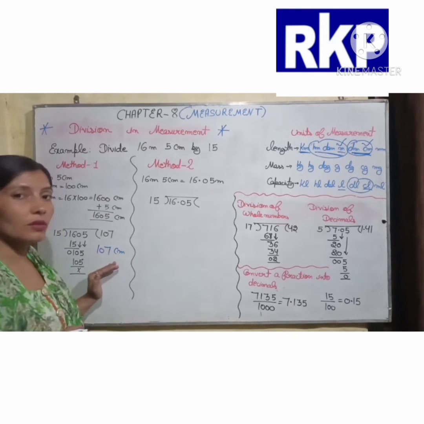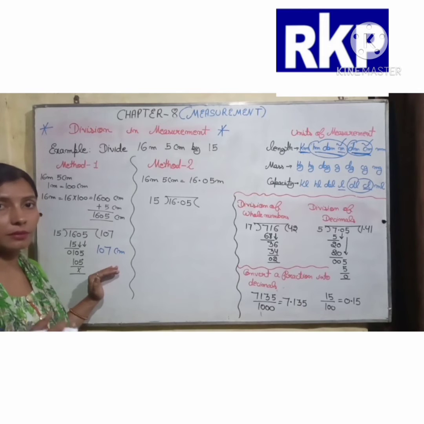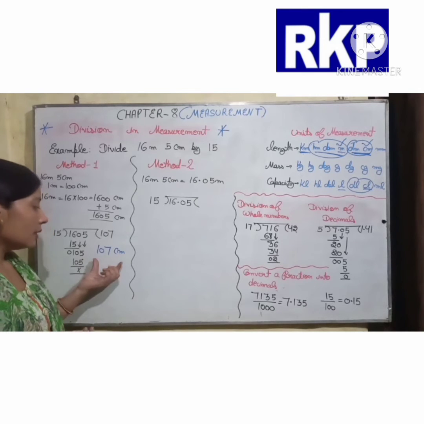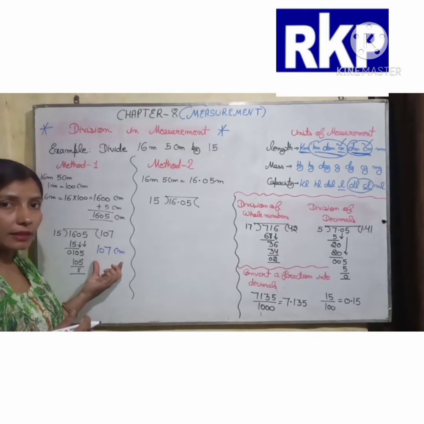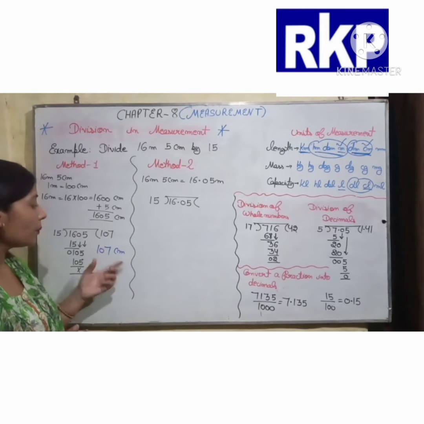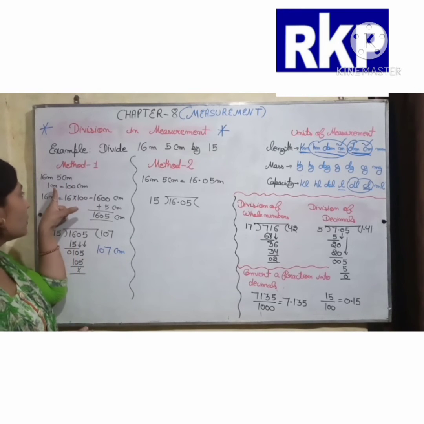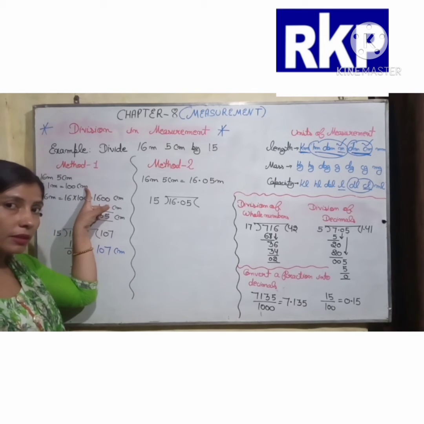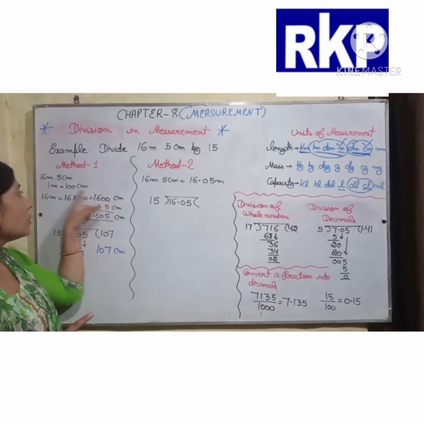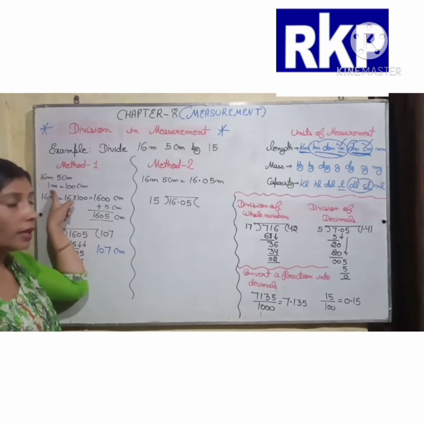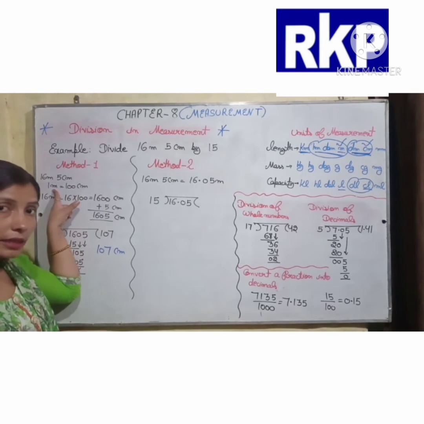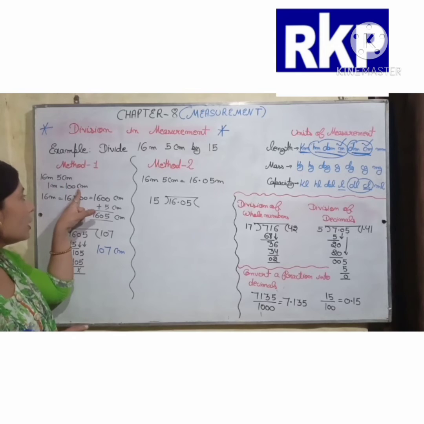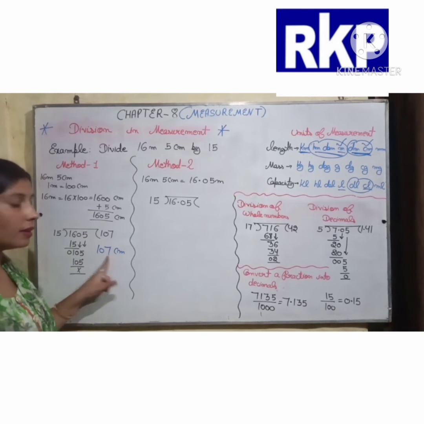And if we want to convert it into meter, then what will we do beta? Then we need to divide by 100, because we know the relation between meter and centimeter. 1 meter is equal to 100 centimeter. Now we need to convert centimeter into meter, smaller unit into greater unit. So we need to divide it by 100.